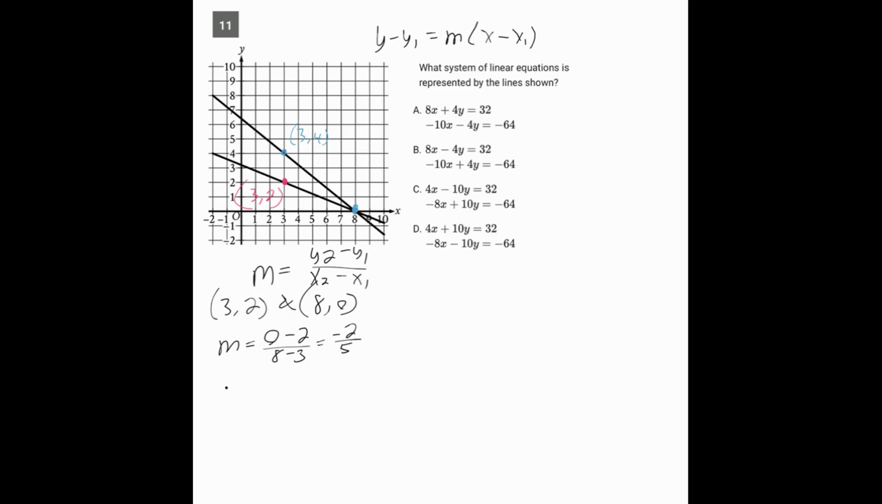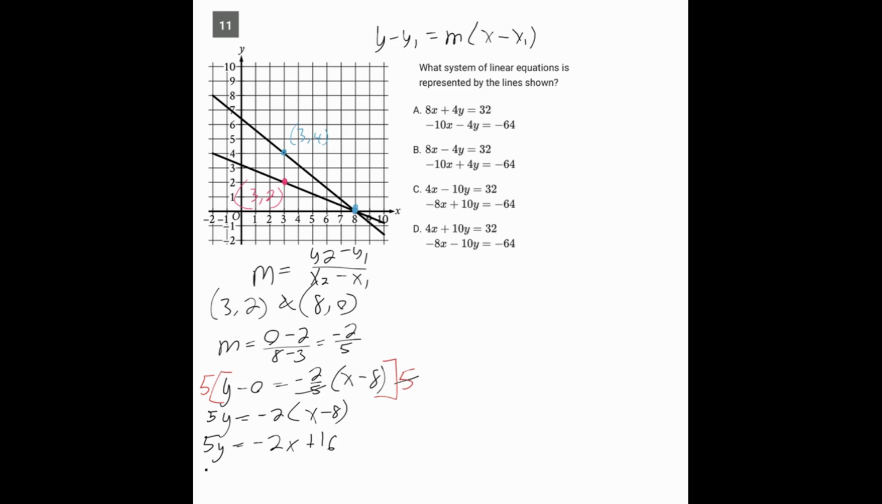Now we'll plug into the y minus y1 formula, and let's pick the easier point, which is (8, 0). So y minus 0 is negative 2 over 5, times (x minus 8). From here, in my opinion, the easiest thing to do next is to multiply both sides by 5. So 5y equals, and on the right-hand side, this 5 cancels with this 5, leaving you with negative 2 times (x minus 8). Distribute that. 5y is negative 2x plus 16.